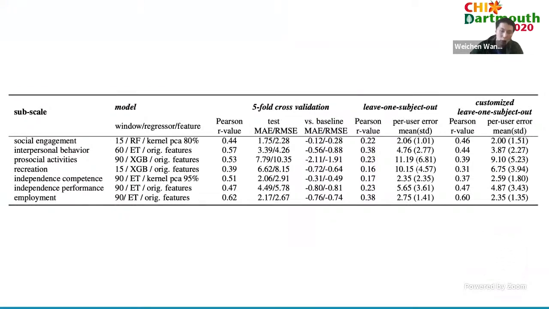It can predict the employment subscale best, with an MAE of 2.17 and a correlation of 0.62, but it performed worse in predicting the recreation subscale. We think the reason might be the inability of mobile phone sensors to capture detailed items of recreation, such as swimming, gardening, cooking, and so on. So in future studies, we think extra mobile sensors can be leveraged for better capturing these recreation activities.